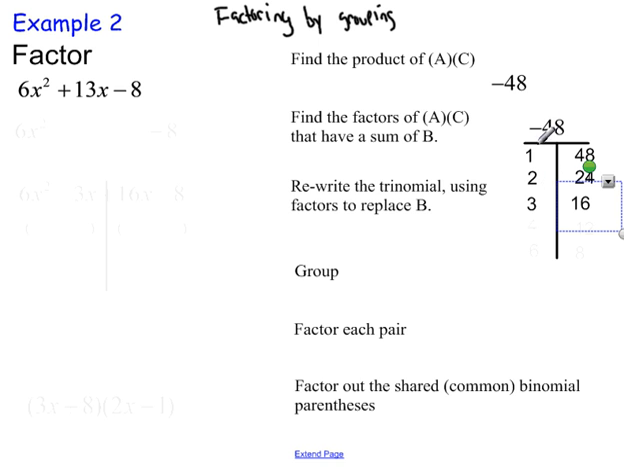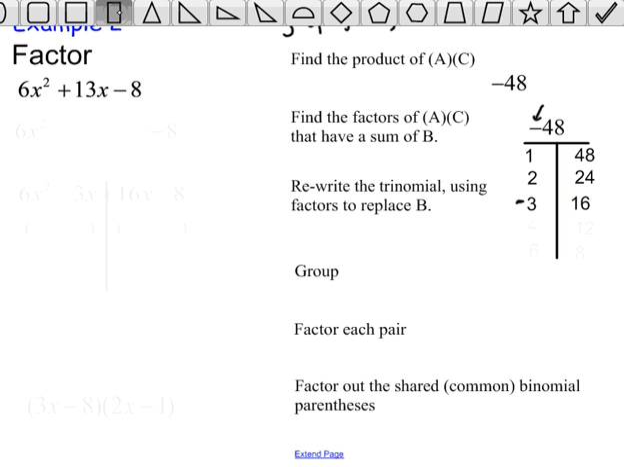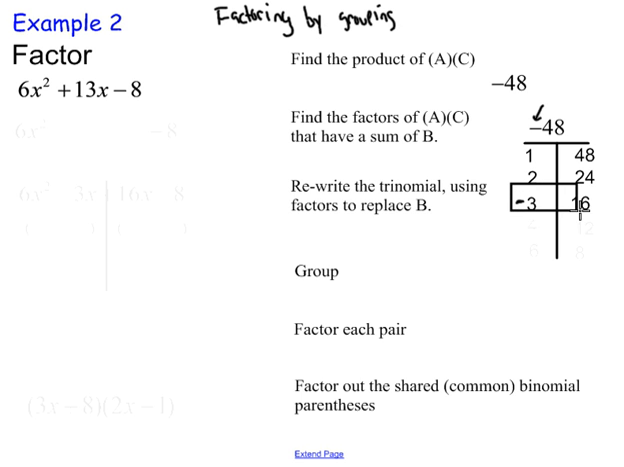Yeah, I could manipulate this. I know that one of them has to be negative because they have to multiply to negative 48. So if I make the 3 negative, I'll have negative 3 times 16, that's negative 48, and negative 3 plus 16 gives me the sum of 13. So these are the factors I'm going to use. These are the factors of AC that have a sum of B.